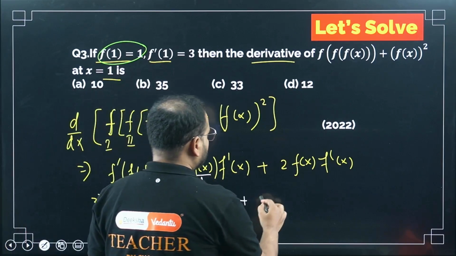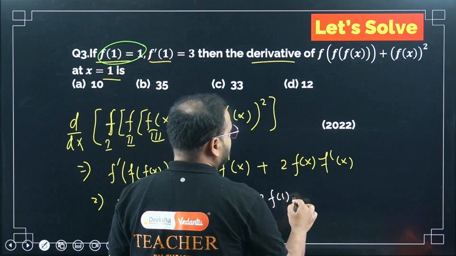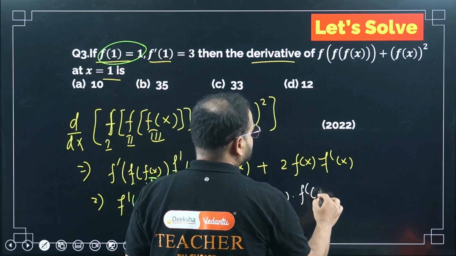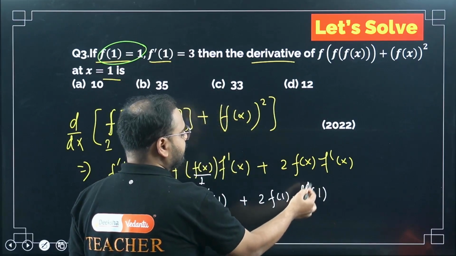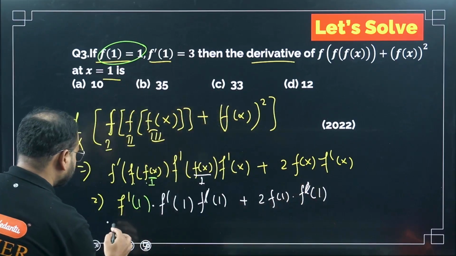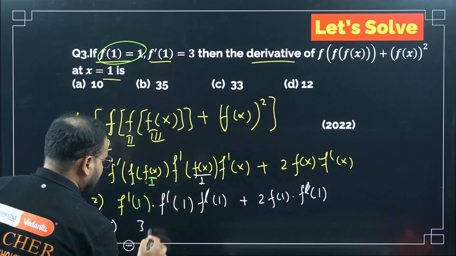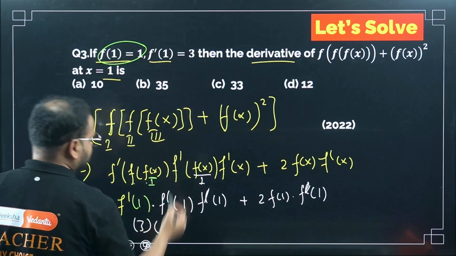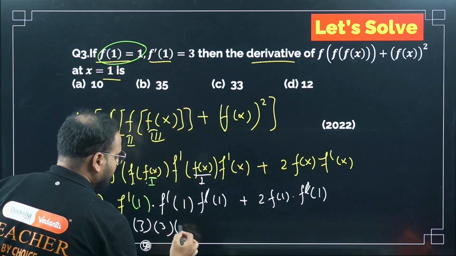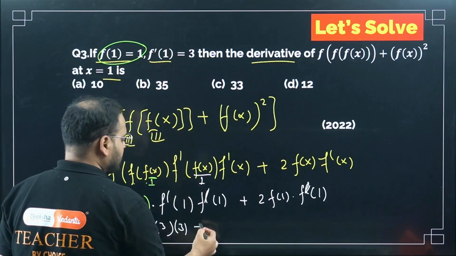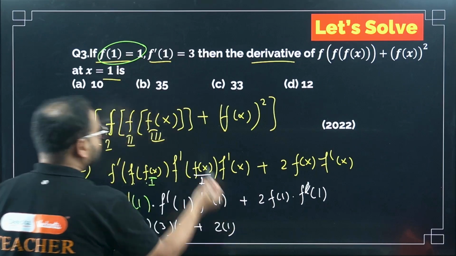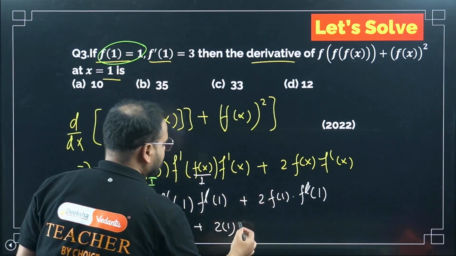What about this? 2 times f of 1, and again this is very simple, f dash of 1. Please have a look now. f dash of 1 is 3, times f dash of 1 again 3, and this is f dash of 1 again, so 3. What about this? 2 times f of 1. So how much is that? 1. f dash of 1, again 3.